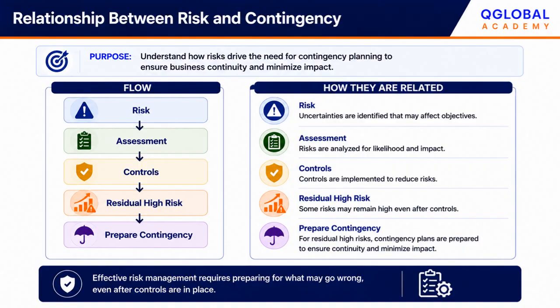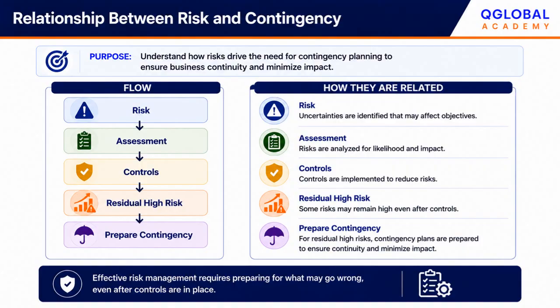If a residual risk remains high, the organization prepares a contingency plan. A contingency plan is not intended to replace preventative controls. Instead, it prepares the organization to respond effectively if the risk actually occurs. For example, an organization may install backup power generators even after maintaining electrical systems properly. The generator is not preventing the power failure, but it ensures operations continue if a failure happens.